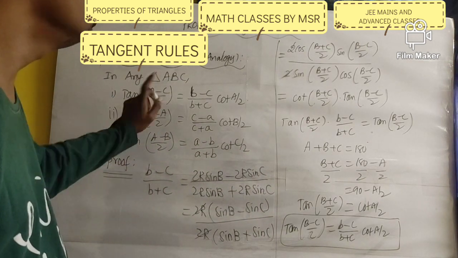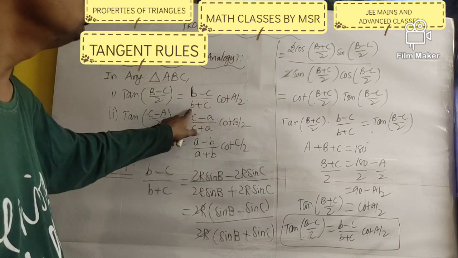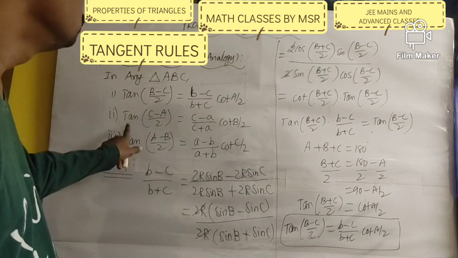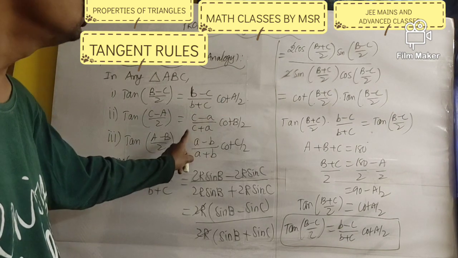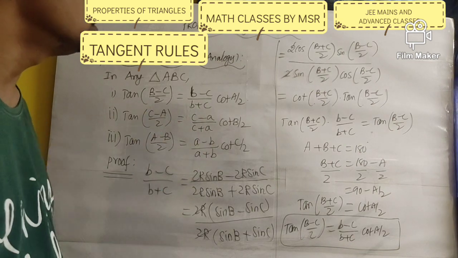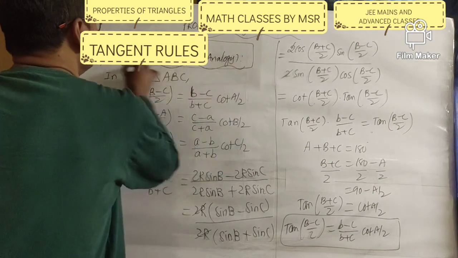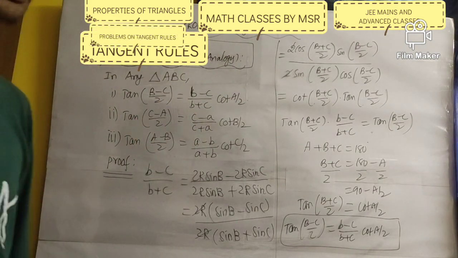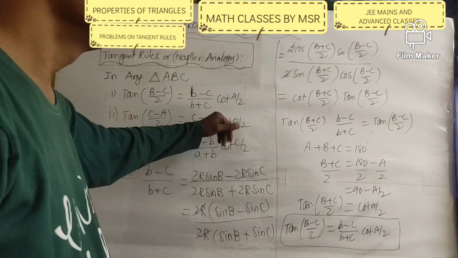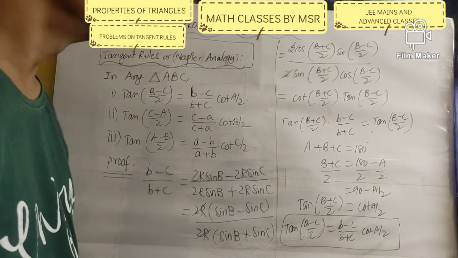So tan of (b minus c) by 2 equals (b minus c) by (b plus c) cot a by 2. Tan of (c minus a) by 2 equals (c minus a) by (c plus a) cot b by 2. The next one also. So this is a proof of the tangent rules and Napier analogy. Based on these rules, we are going to discuss some problems.